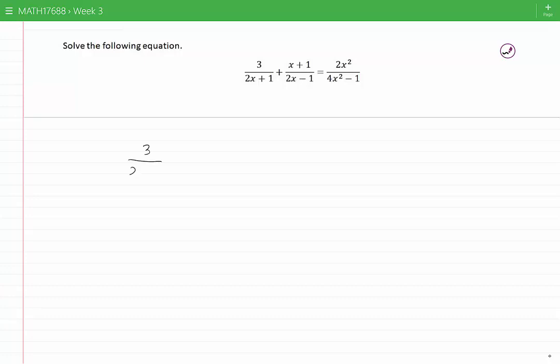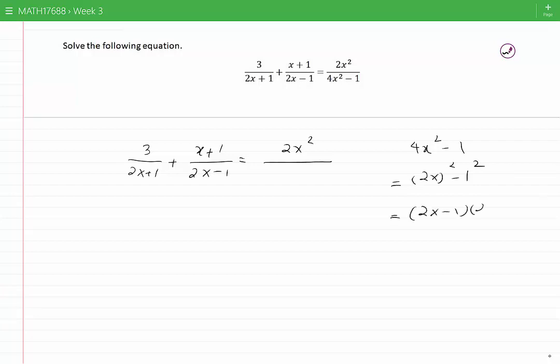I keep the left hand side as it is, and on the right hand side I factor the denominator. We note that 4x squared minus 1 can be written as (2x) squared minus 1 squared, and using the difference of squares identity we can write this as (2x minus 1) times (2x plus 1).